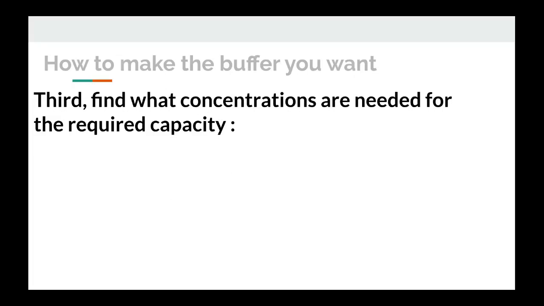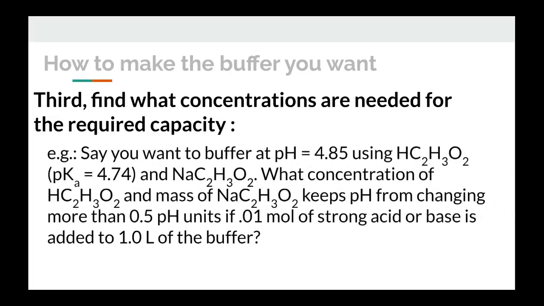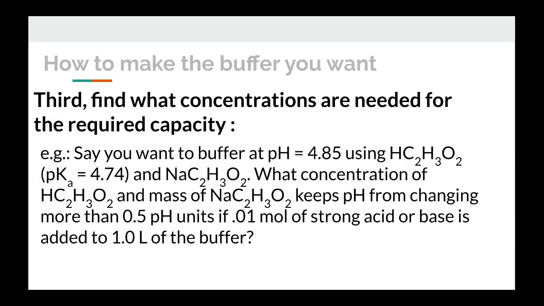So once you pick out an acid-base pair, and then you tweak the ratio to dial in the pH, the next thing that you have to do, and this is a little bit more complicated, is to find out what concentrations you are going to have for the required capacity for this buffer. So say you want to buffer at pH 4.85 using acetic acid and sodium acetate. It's the same buffer that we've created before.